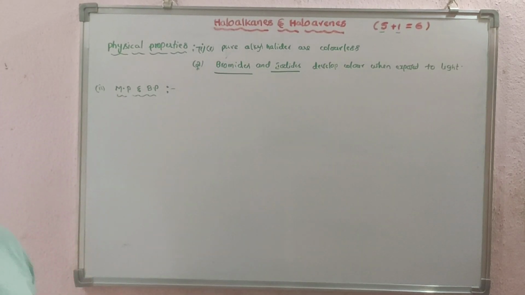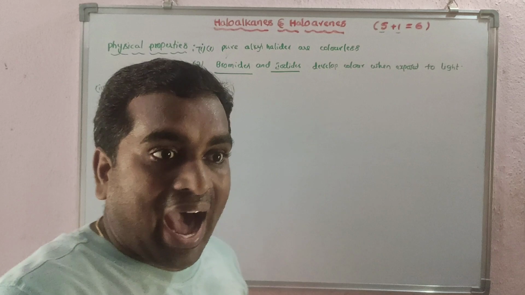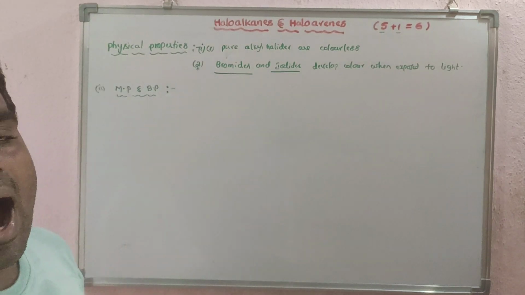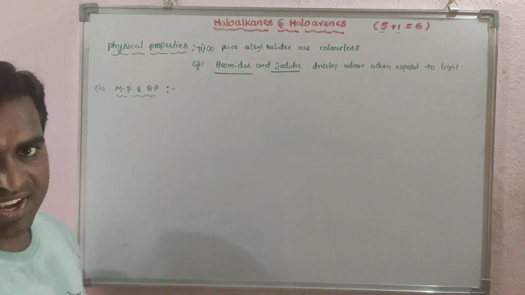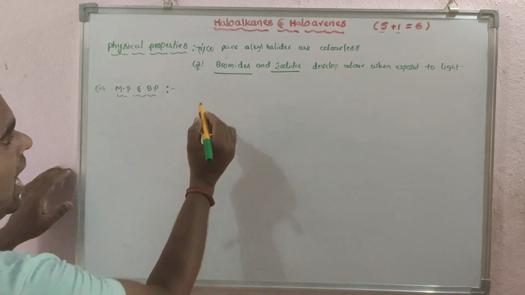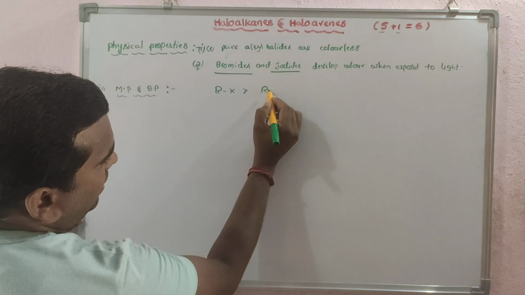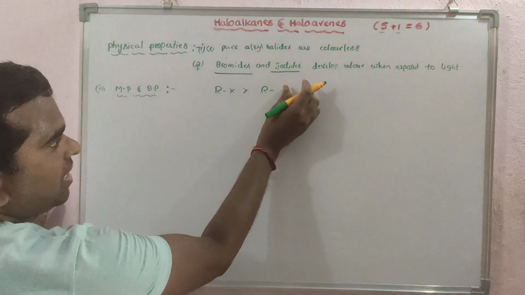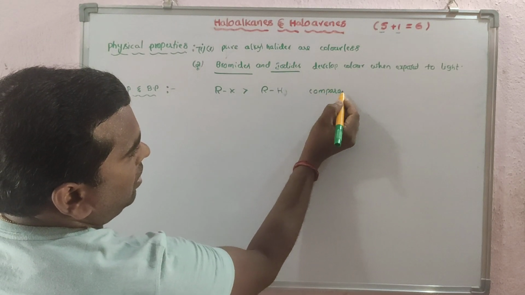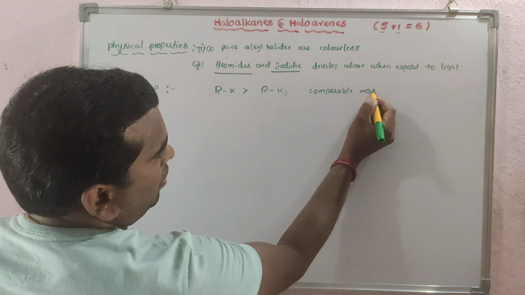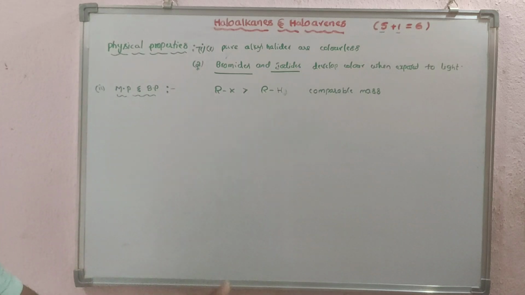If you compare the boiling points of alkyl halides and alkanes of comparable masses, alkyl halides have higher boiling points than the alkanes of comparable masses. Clear? Why is this? Why do alkyl halides have higher boiling points than alkanes of comparable masses?